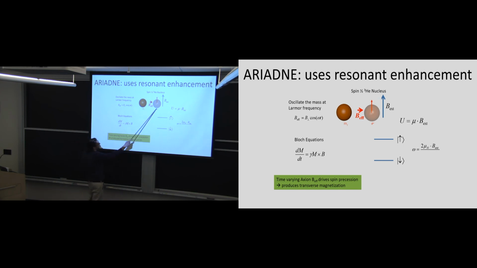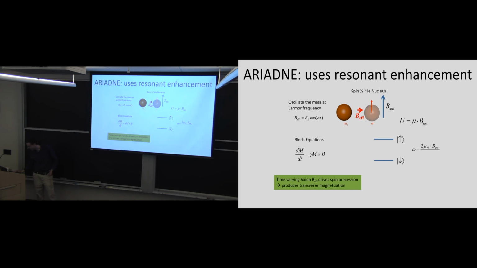So you have, again, a helium-3 nucleus, which is spin 1/2. You put it in an external field, and you have this energy splitting here, which is set by that nuclear Larmor frequency. And we bring a mass nearby. But now the idea is to oscillate the position of the mass physically in space.